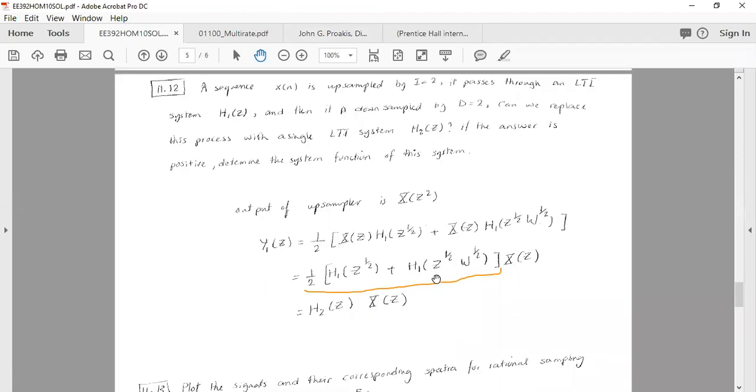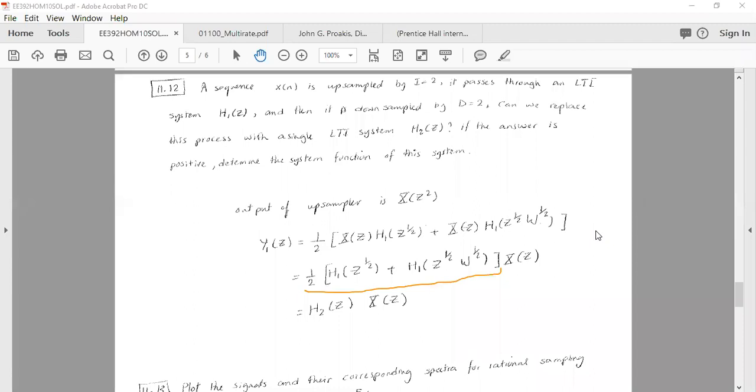So the answer for this question is yes, we can represent the system. We can replace this whole system with a single LTI system, H2 of Z, where H2 of Z is given by this particular term over here.